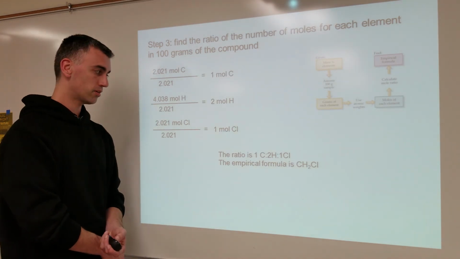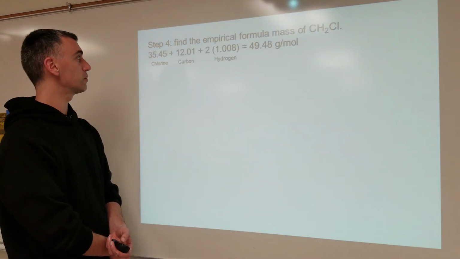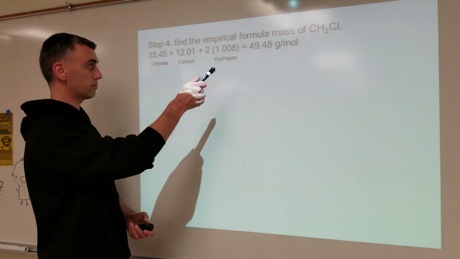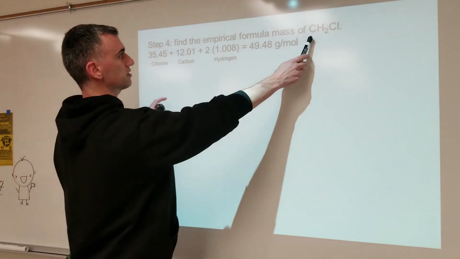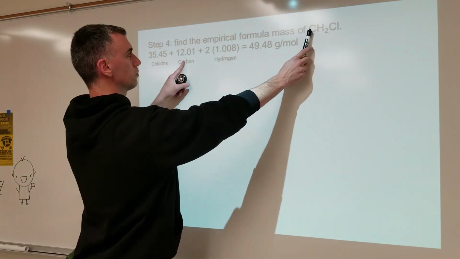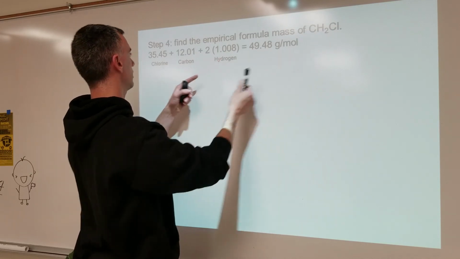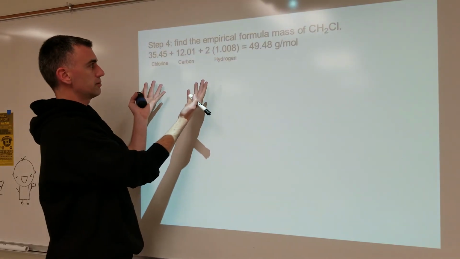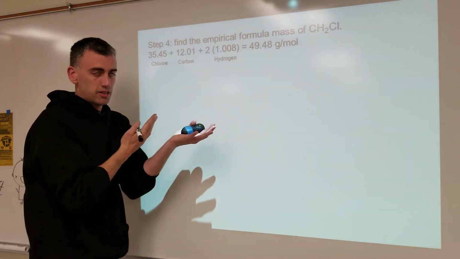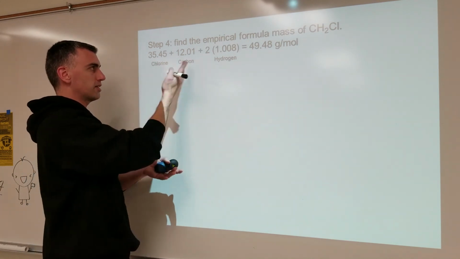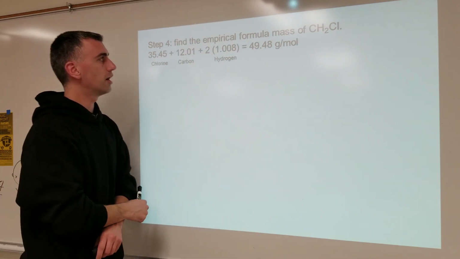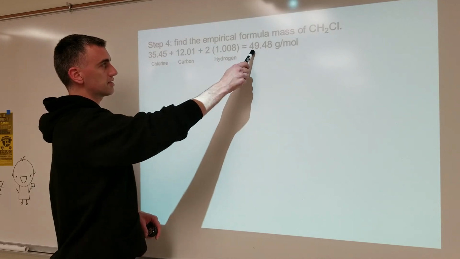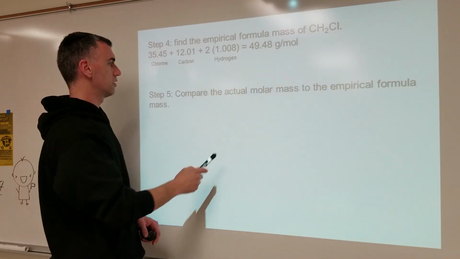Having found the empirical formula, you then find the empirical formula mass. There's the mass of your 1 chlorine, your 1 carbon, and your 2 hydrogen. I don't know why I did it in that particular order, but it's just addition, so it doesn't matter what order you add them together. That's the empirical formula mass.